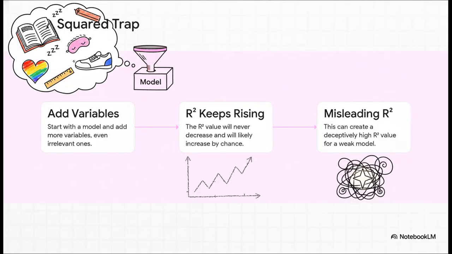So, imagine you're building that model to predict student grades again. You start with homework problems, okay, that makes sense. Then you add in hours of sleep. Then you add their favorite color, then their shoe size. You're literally throwing in everything and the kitchen sink. Here's the problem. Your R² value will never go down when you add more variables. In fact, it'll probably tick up a little bit, just by pure chance, even if the things you're adding are total nonsense. And this can make a really weak model look deceptively strong.